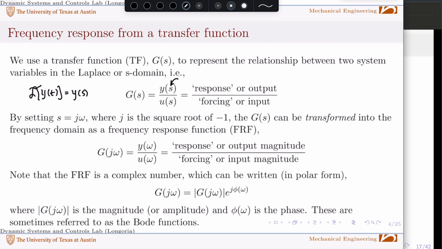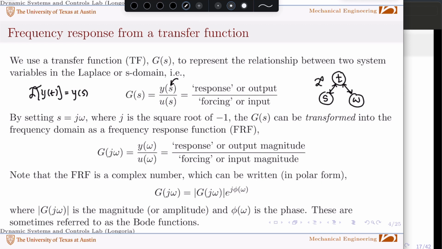And I'm going to show you that there are different domains that we like to think about systems in. We often think in the time domain, but the s domain is the Laplace transform, and there's also a frequency domain. And all of these can be related in different ways, right? So if you want to go from the time domain to the s domain, you can use a Laplace transform.